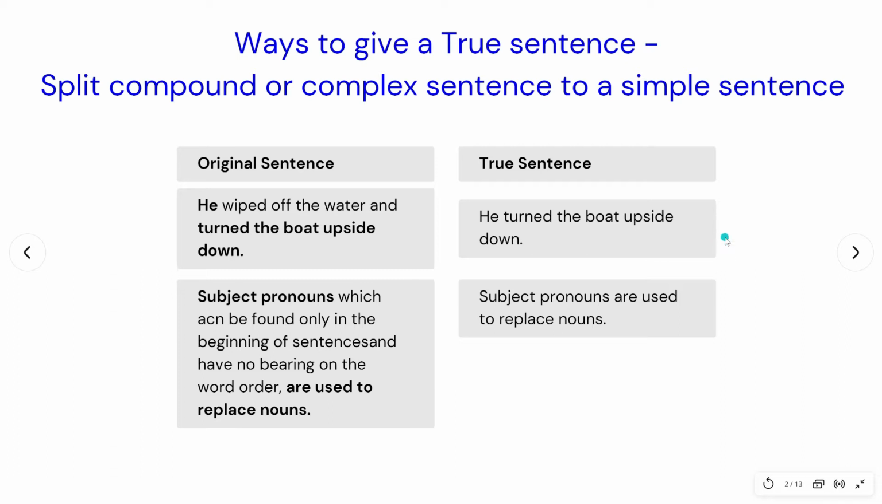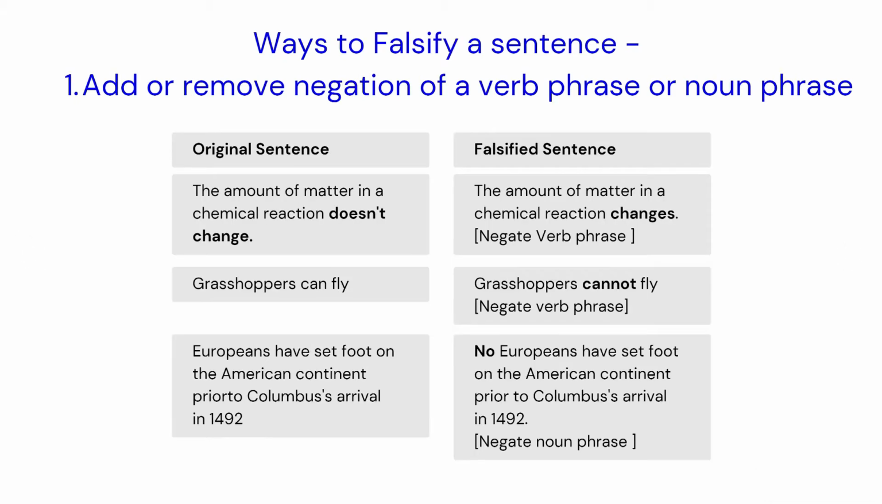So one way to generate the true sentence is to give the sentence as it is, but sometimes that might be very long and we want to shorten the sentence. So we can shorten the complex or compound sentence into a simpler one like this, and we can give this as the true statement. Now let's see how we can generate a false statement from a given sentence.